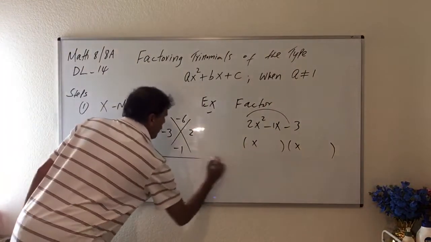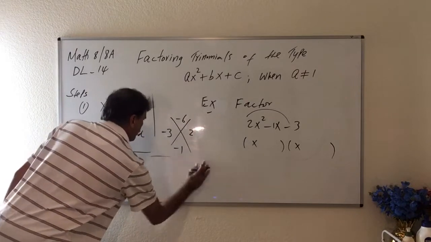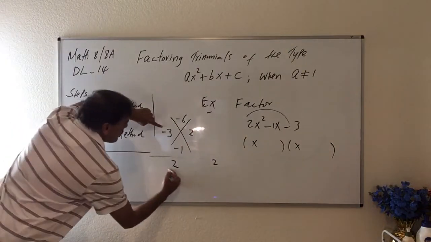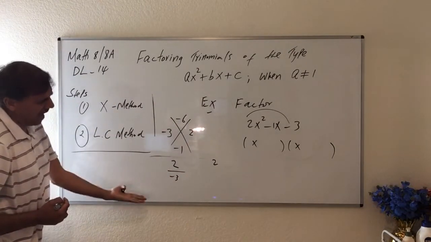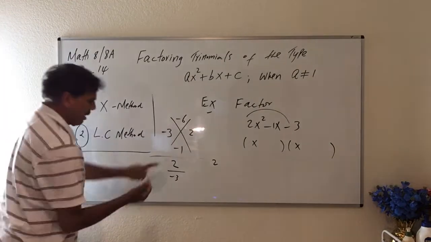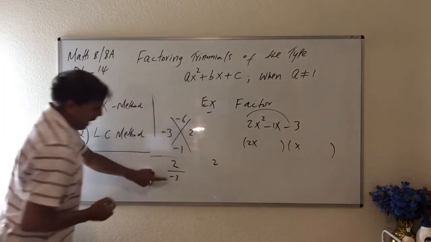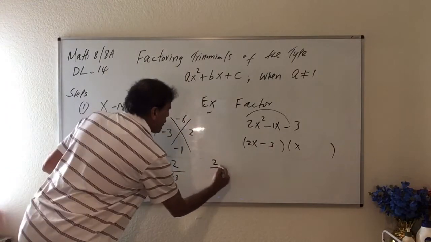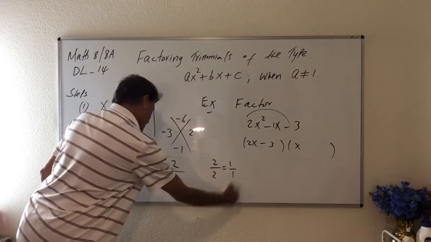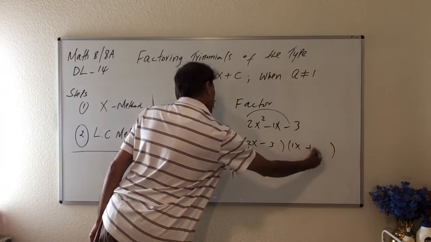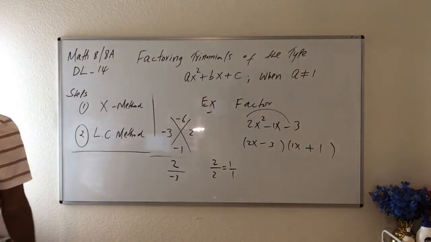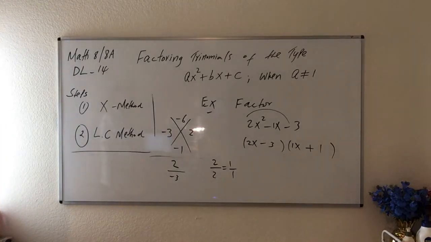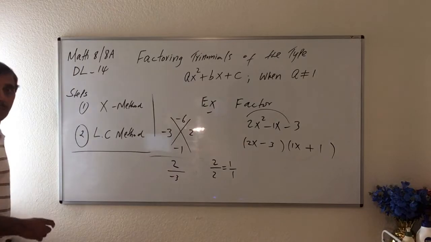So here's step 2. What is the leading coefficient? 2. So write 2 twice, because there are 2 factors. What is the first factor? Negative 3. Can you simplify 2 over negative 3? No. So the first one is 2x minus 3. That's your one factor. The second one, 2 divided by 2, is always what? 1 over 1. So it's 1x plus 1. That's the answer: x plus 1 times 2x minus 3. And you're done. Okay, let me show you maybe a couple more examples.